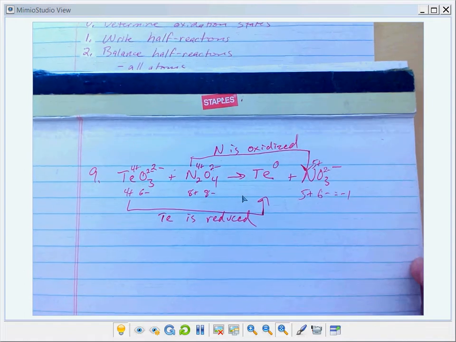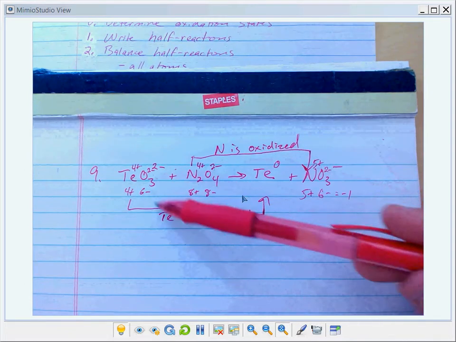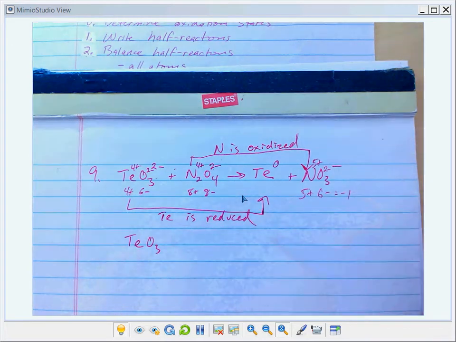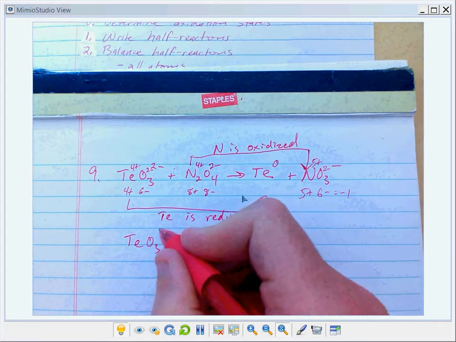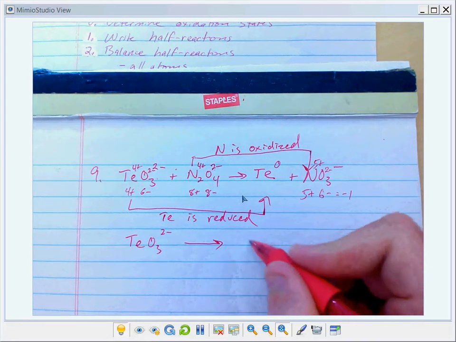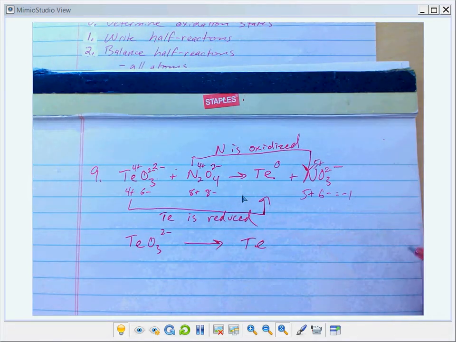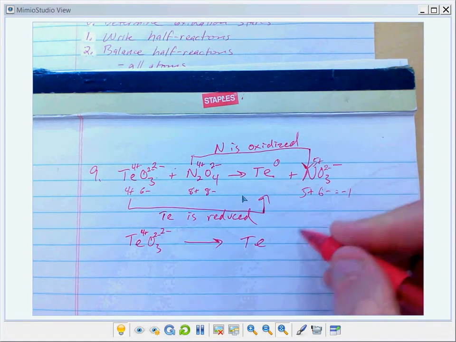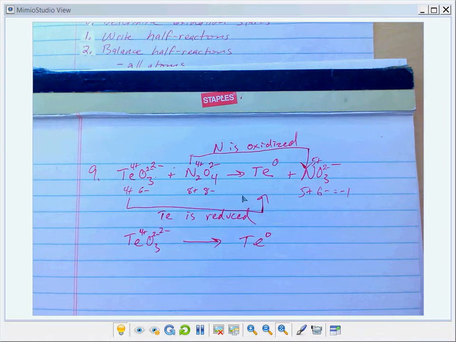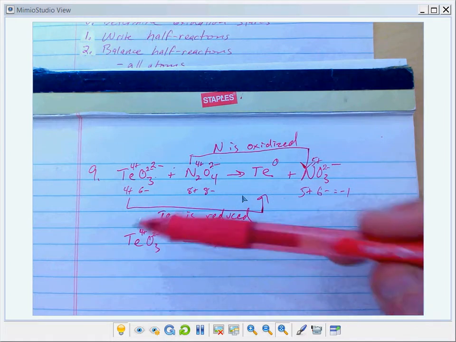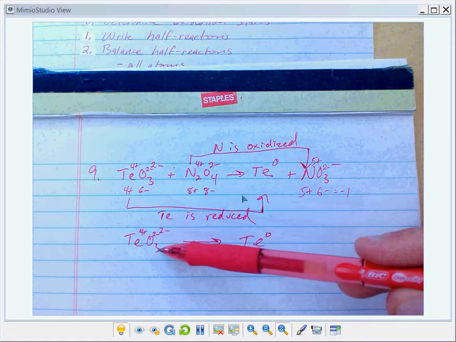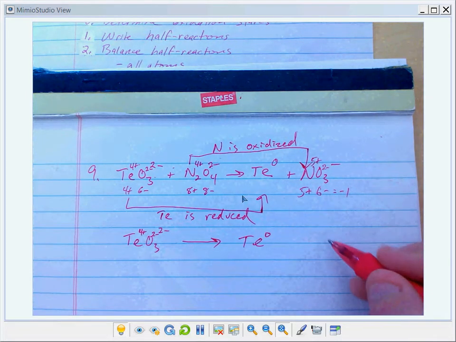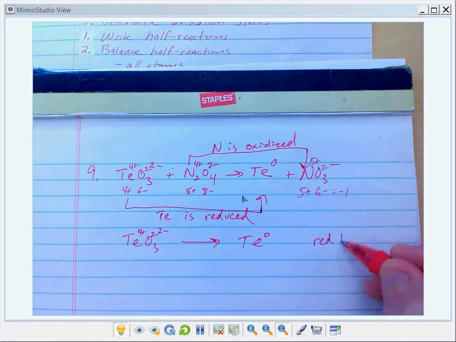So what I'm going to do is write a half reaction just for the tellurium reduction part. I need to write the 2 species that have tellurium in them. So first is this one, and arrow tellurium as an element. I'm going to keep all the oxidation states just to make this easier on myself. So we have tellurium turning into tellurium. This tellurium is bonded to oxygen, so we have to keep it bonded to the oxygen in the half reaction. So this is called the reduction half reaction.